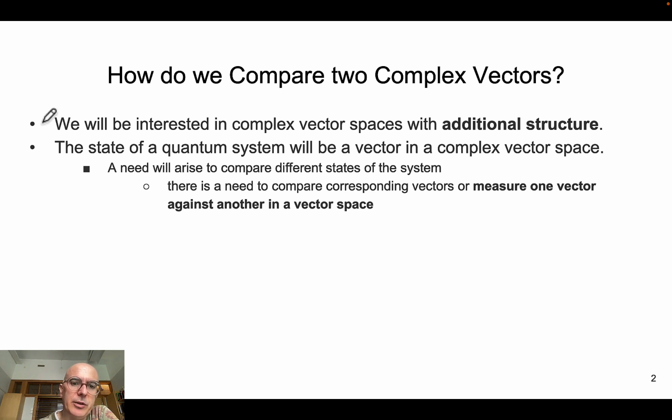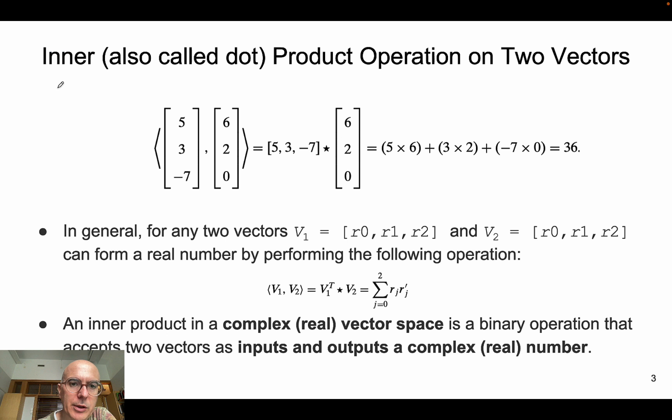Why is this important for this course? Well, it turns out that the state of a quantum system will be a vector in a complex vector space. We saw in the previous lectures that we have a qubit, and we use a column vector with C0 and C1 to represent the probability. A need will arise when doing quantum computing to compare different states of the quantum system. So there is a need to compare corresponding vectors or measure one vector against another in a vector space. And that's why in this lecture we are going to introduce these operations.